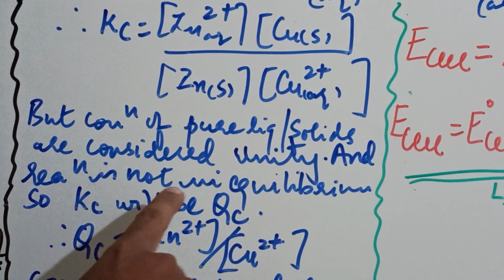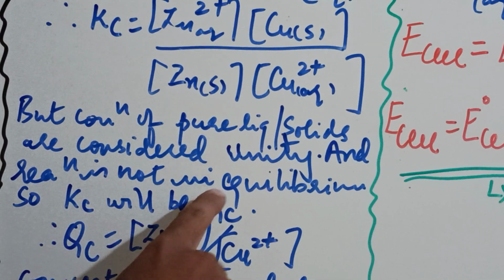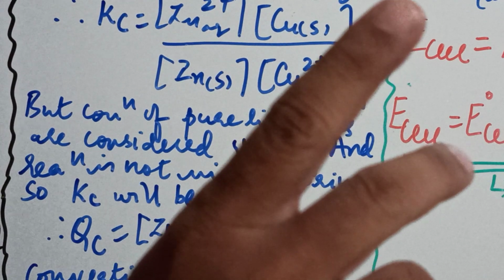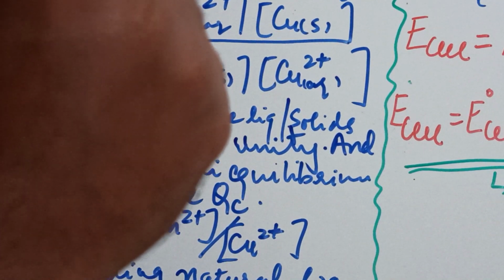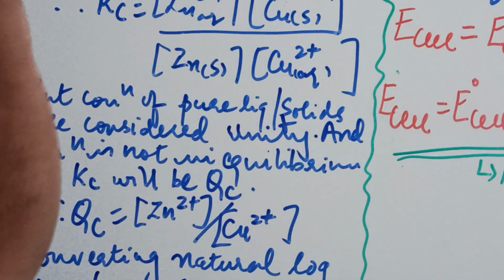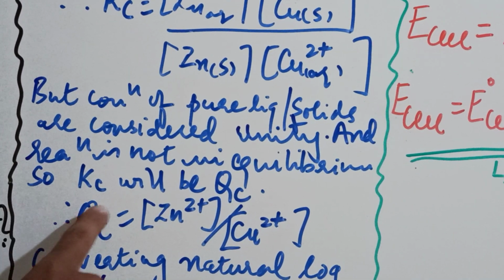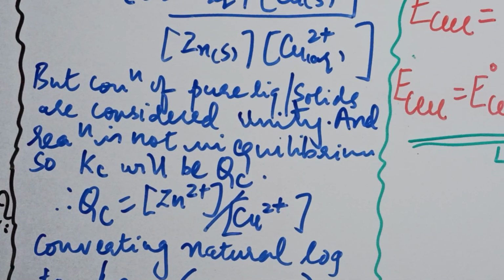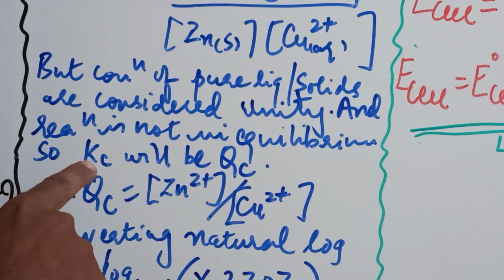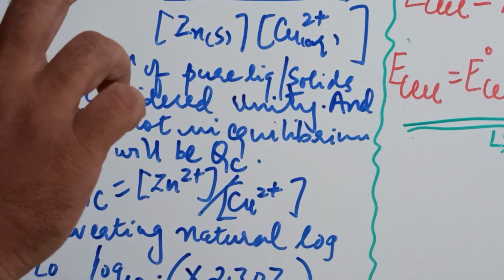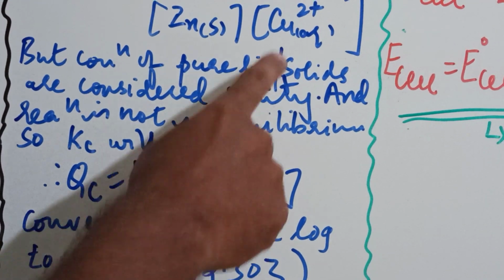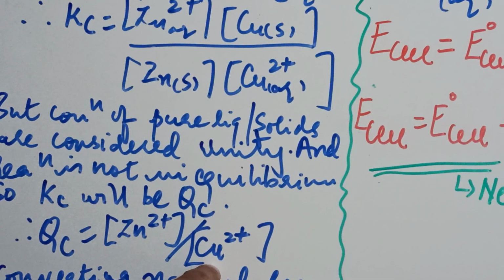Now, the reaction is not in the equilibrium state. It has not achieved it. The reaction is going on. All reactions normally try to achieve the equilibrium state, but here the reaction is right now in process. So Kc will now be Qc. It is only during the equilibrium state that you can have Kc. So here we will not write Kc, we will write Qc. So Qc will be equal to Zn 2 plus aqueous divided by copper 2 plus aqueous.